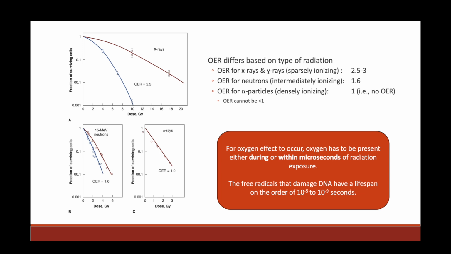addition of oxygen. Now, one important point is that in order for the oxygen enhancement effect to occur, oxygen has to be present either during or within microseconds of the radiation exposure. This is because whenever the free radical damage happens, the radical DNA can actually be restored to a sulfhydryl group. But if oxygen is present, then oxygen binds to the radical and quote unquote fixes it, meaning it makes it permanent. So the free radicals that damage DNA have a lifespan that's on the order of 10 to the negative 5th to 10 to the negative 9th seconds. And so therefore, if oxygen is going to help, it needs to be present either right when the radiation hits or within microseconds of the radiation exposure.